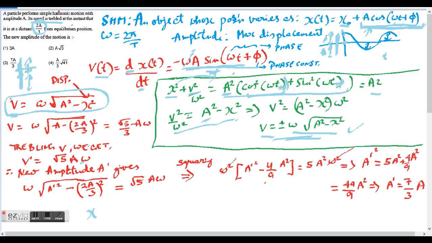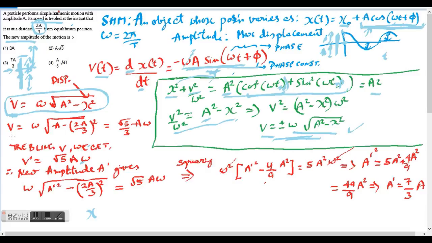So if you give it a push to make its speed 3 times, it's going to overshoot its amplitude, right? And that's what they are asking. What is the new amplitude? So what is this new distance? How can we find this? If you were to treble the speed at this point, what would be its new amplitude?